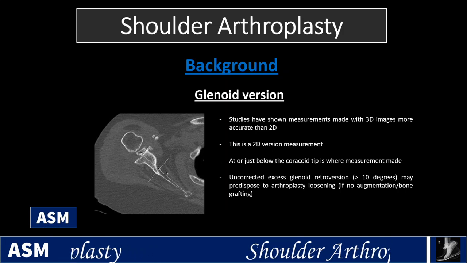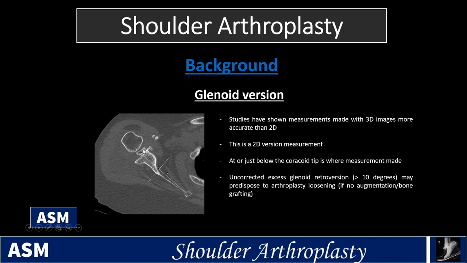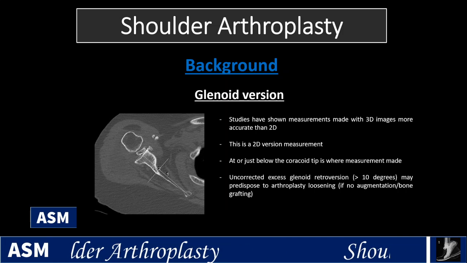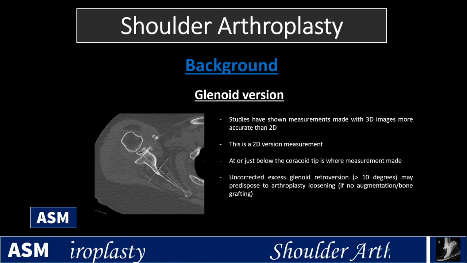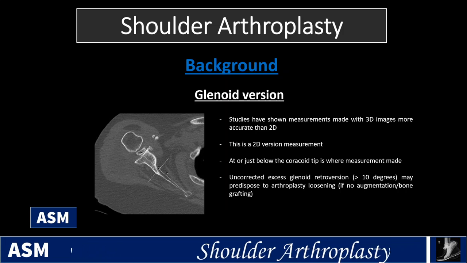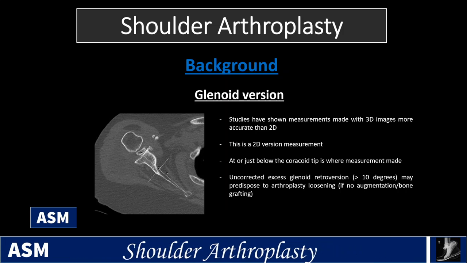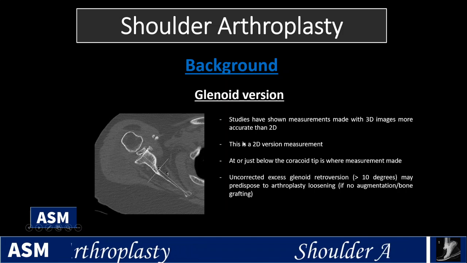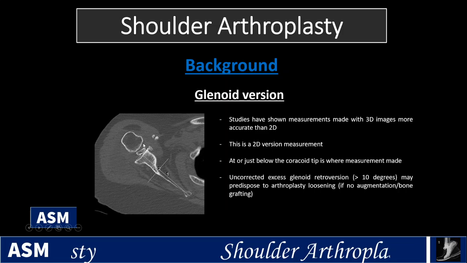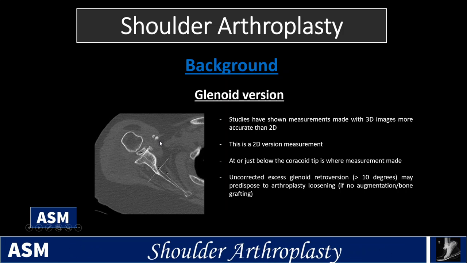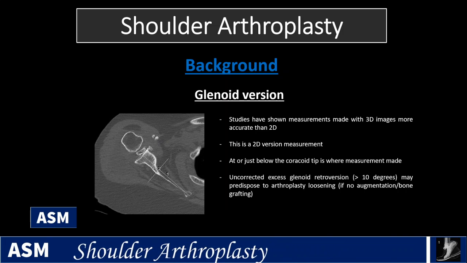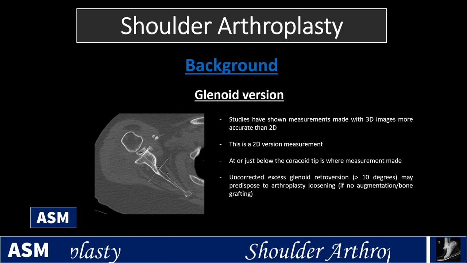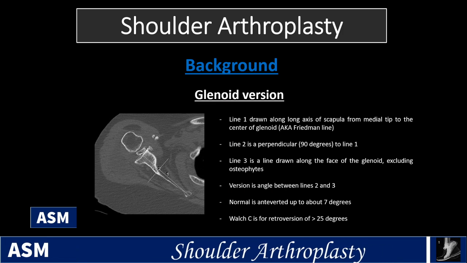So glenoid version is which way the glenoid is angulated. Studies have shown that measurements made with 3D images are more accurate than 2D images. I'm going to show a 2D measurement here for a lot of this, but the 3D measurements are generated on some of that templating software that your surgeons may use. The measurements are going to be made at or just below the coracoid tip. Keep in mind that uncorrected excess retroversion greater than 10 degrees may predispose to arthroplasty failure.